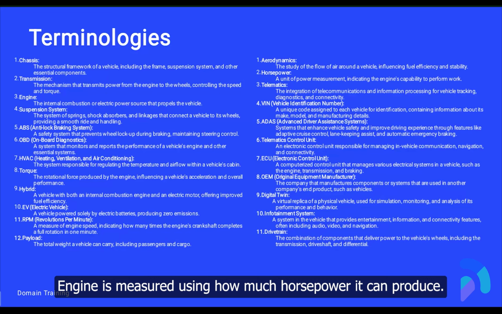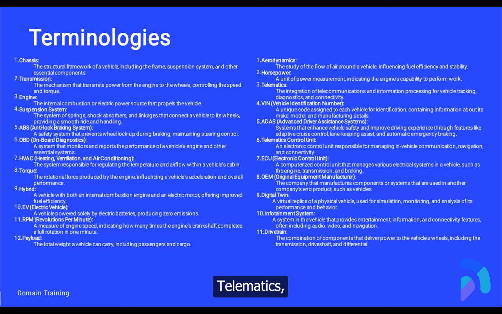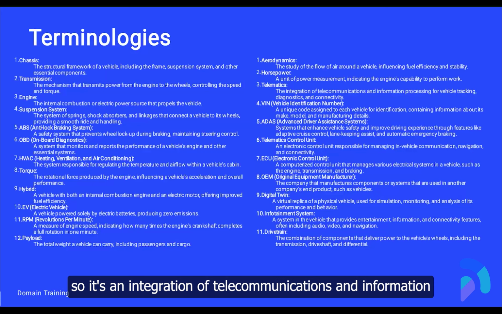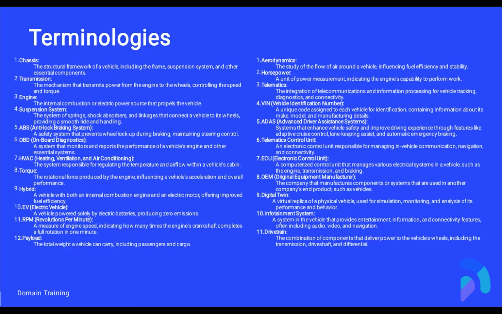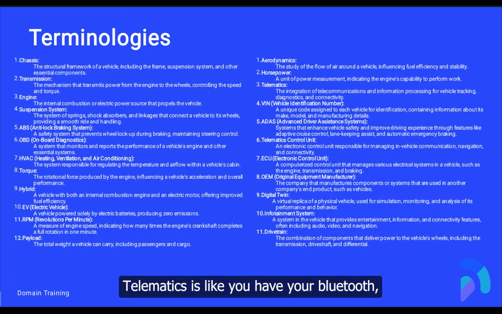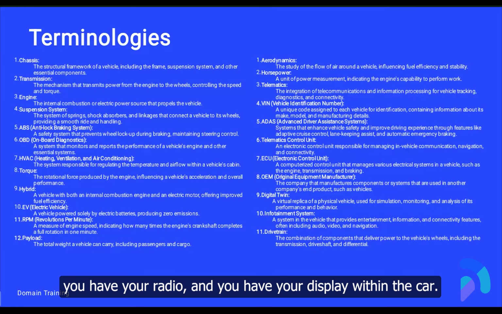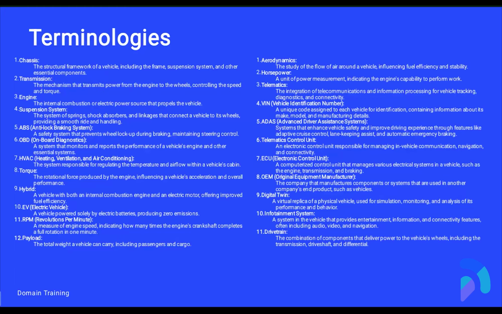Right, an engine is measured using how much horsepower it can produce. So telematics. It's an integration of telecommunications and information processing for vehicle tracking, diagnostics, and connectivity. Telematics is like you have your Bluetooth, you have your radio, and you have your display within the car, right? So VIN number, the vehicle identification number.